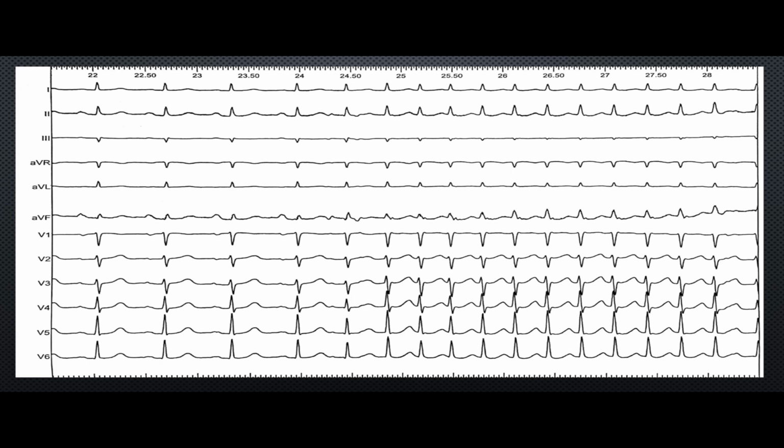So there are some features in the ECG. If we can see them, we can clearly make a firm diagnosis of one of them. So let's discuss the ECG now.